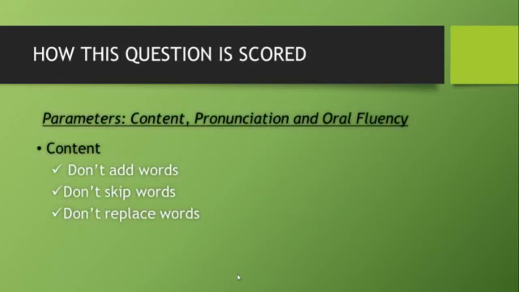All right. Now, how is this question scored? In the first slide, I explained that this question type also has certain parameters that we have to keep in mind. Parameters are basically the things on the basis of which your question type is assessed, the things on the basis of which you are given marks. These are content, pronunciation and oral fluency.